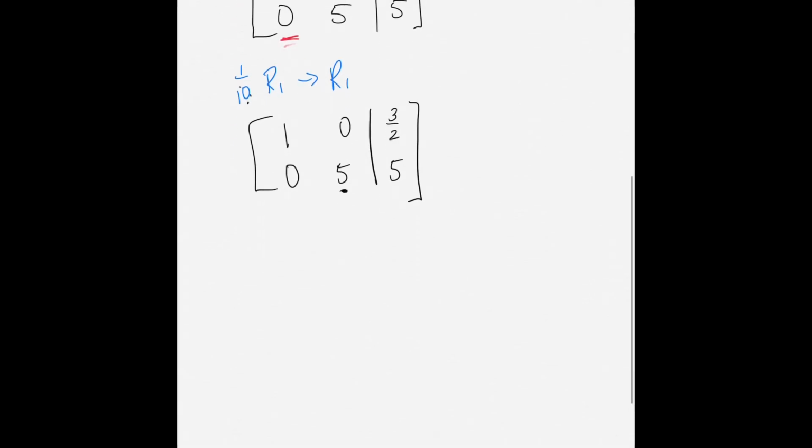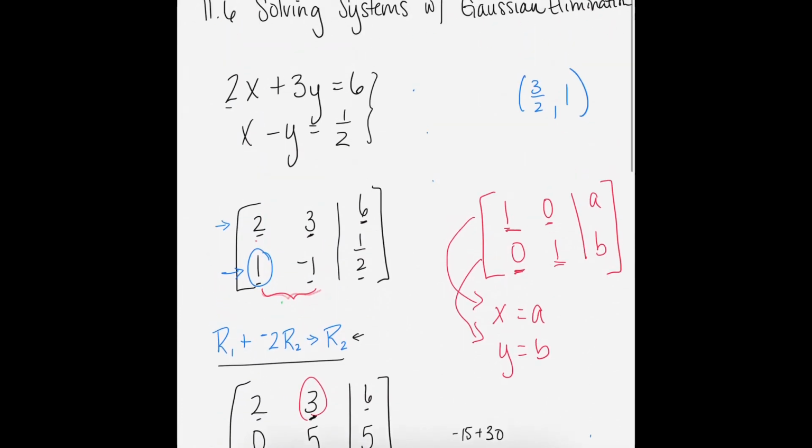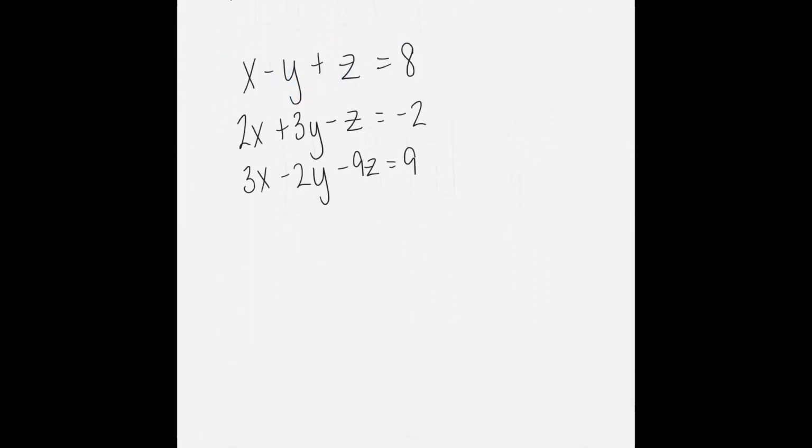So now I need this 5 to be a 1. So I'm going to take 1/5 times row 2 and replace row 2 with that. So row 1 stays the same: 1, 0, 3/2. Row 2: 0 times 1/5 is 0. 1/5 times 1/5 is 1. 5 times 1/5 is 1. So this means that x equals 3/2 and y equals 1, which is what I told you up here in the beginning if we were to solve this.